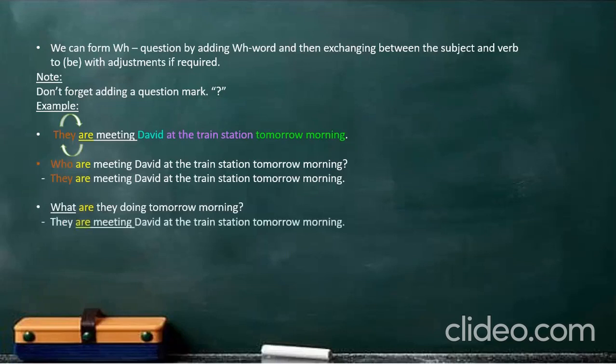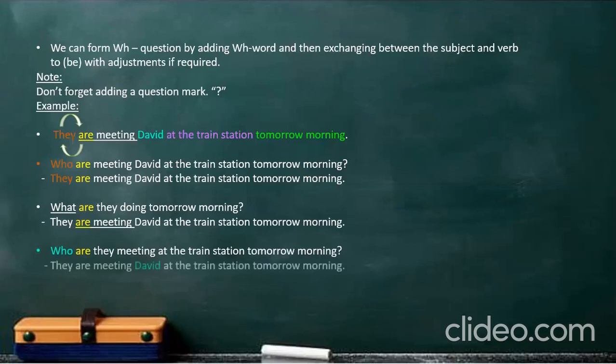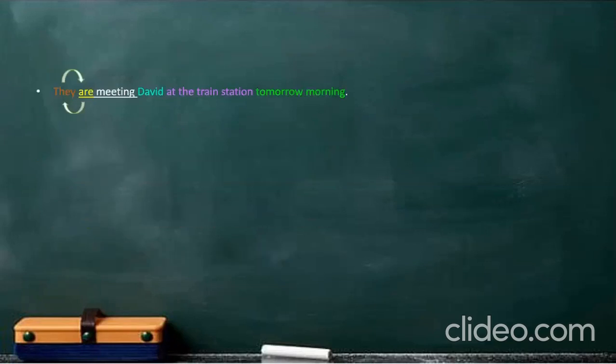Our answer will be a full sentence: they are meeting David at the train station tomorrow morning. And if I want to ask about David, who is a person, I should use who or whom. So our question is, who are they meeting at the train station tomorrow morning? And our answer is, they are meeting David at the train station tomorrow morning.